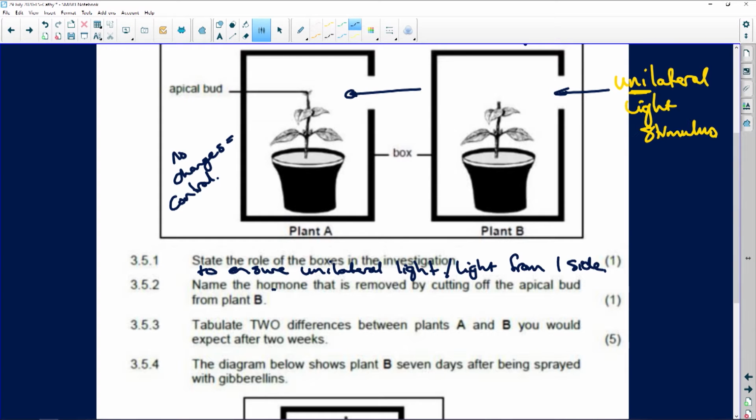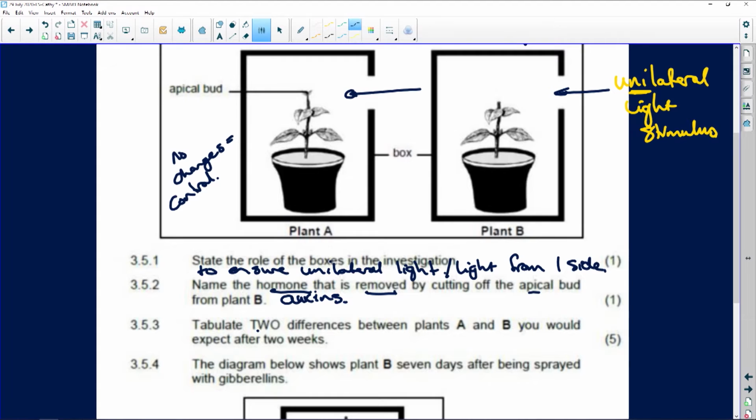Okay, name the hormone that was removed by cutting off the apical bud. It is the auxins. Okay, they're gone, finished. You can also call it IAA, which is indole acetic acid, but just auxins is fine.